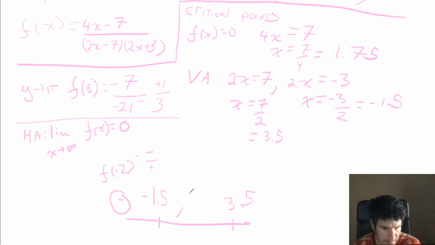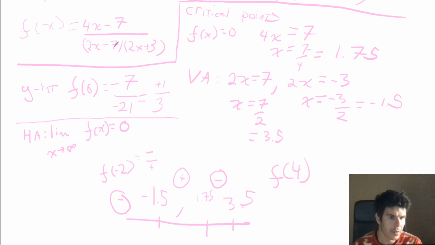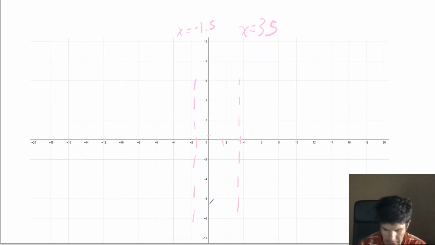In the center, let's also add our x-intercept. We already know that here it's going to be positive, and since this is our x-intercept, it will be negative here. So what's left to check is f of something bigger than 3.5, so 4. Positive, positive, positive, we get positive. So negative, positive, negative, positive, with our horizontal asymptote of y equals 0.